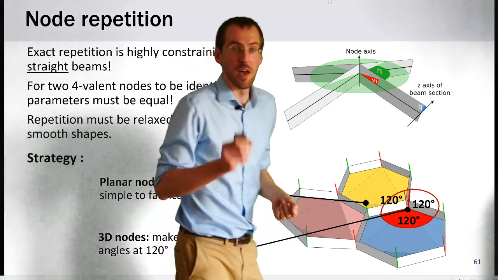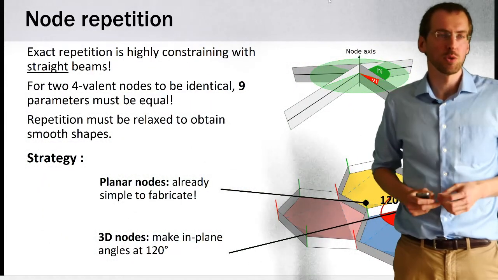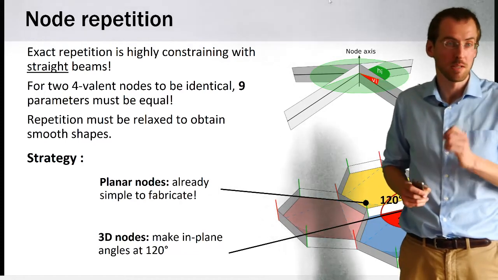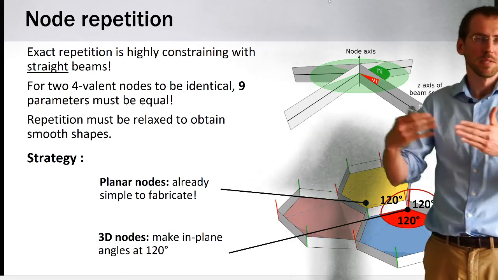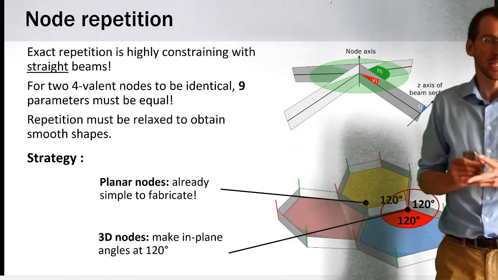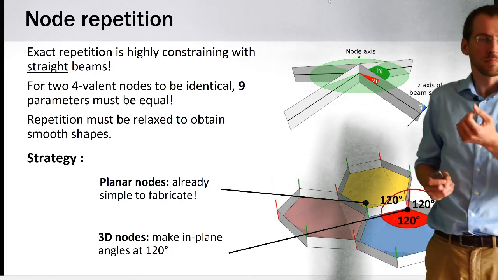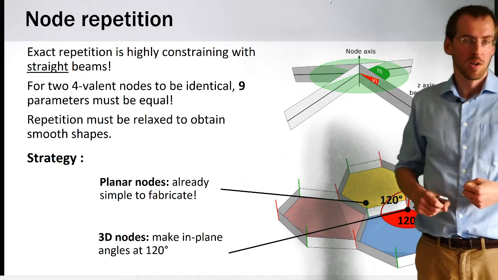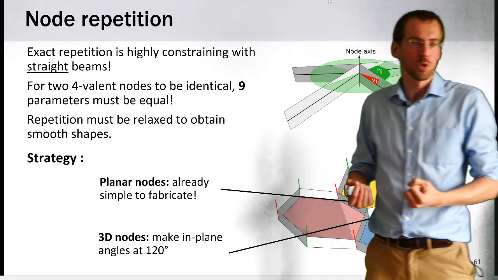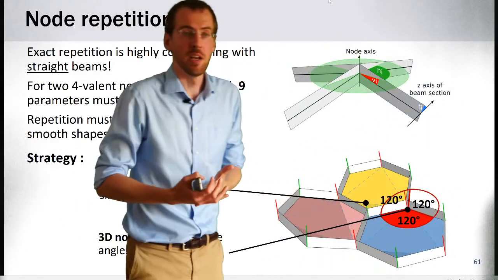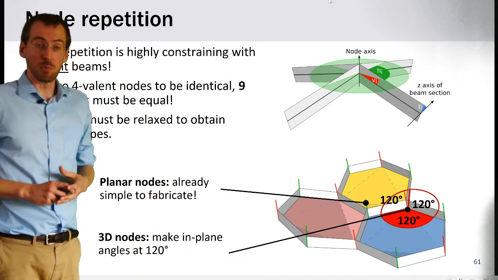We can also include node repetition. Usually having all the nodes being all the same in a structure is highly constraining if you are using straight beams. For example, if you look at a node with 4 beams coming together, this node can be described by 9 parameters. So if you want 2 nodes to be identical on a structure, you will need 9 parameters to be equal. So that is highly constraining. So to get smooth shapes, you will need to relax this repetition of nodes somehow. And for this, we propose the following strategy.